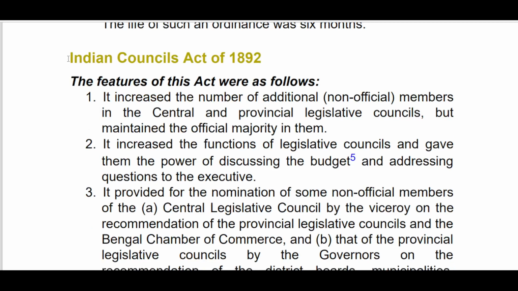Now next is the Indian Councils Act of 1892. The features of this act were as follows.